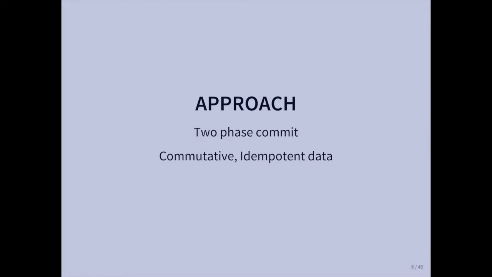And so the approach here to get consistent data in a distributed Postgres system is that you can look at doing two-phase commits, or you can use some sort of commutative, idempotent data. And we chose to go with the latter because two-phase commit is slow, and that would basically defeat the purpose of this experiment.